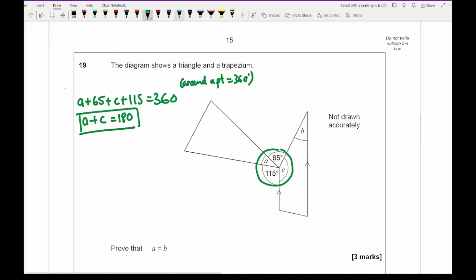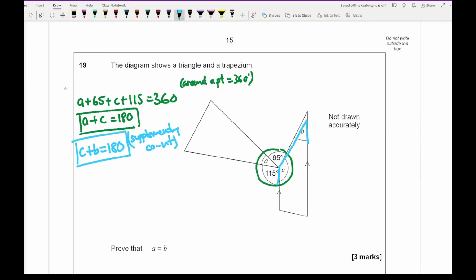Now we also can see that as we've got a trapezium, A and B are supplementary angles or co-interior. So A plus B equals 180, and the reason for that is either you can say that they're supplementary or co-interior, and here is another option.